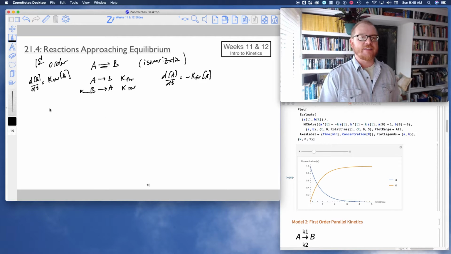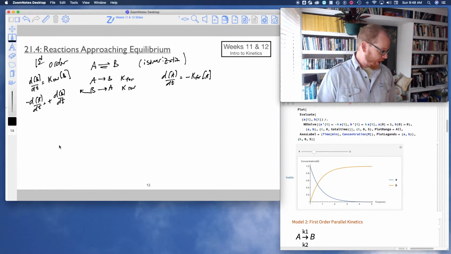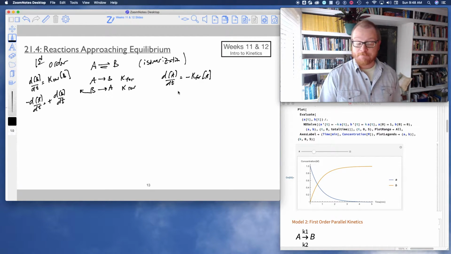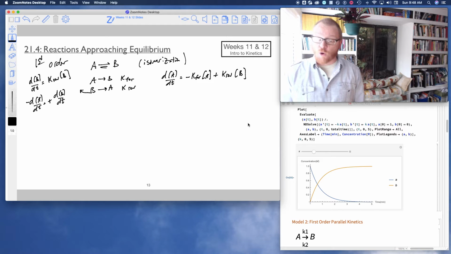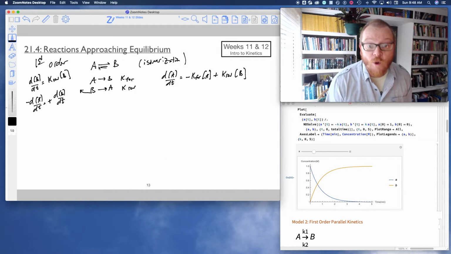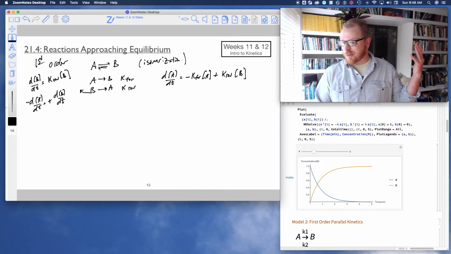So now I'm going to take advantage of the fact that negative dA by dt equals positive dB by dt, right, from the relative rates. And so now what I can say here, my total dA by dt, it's going to be negative K forward times A plus K reverse times B. So this is my total rate law for this equilibrium expression in terms of A.